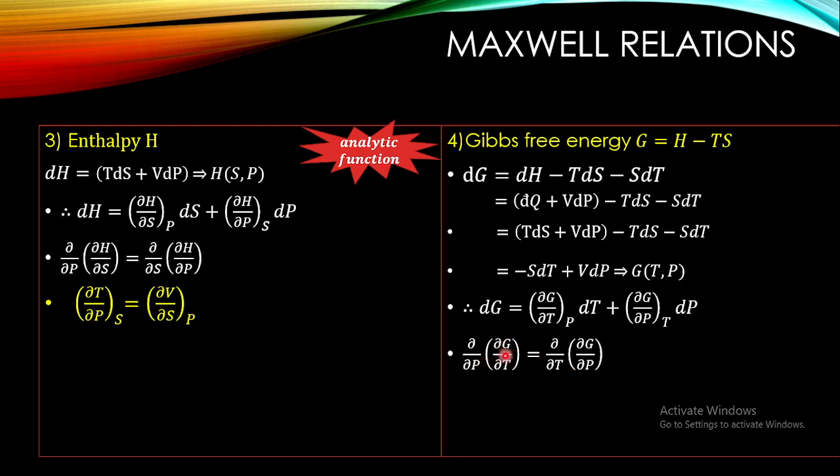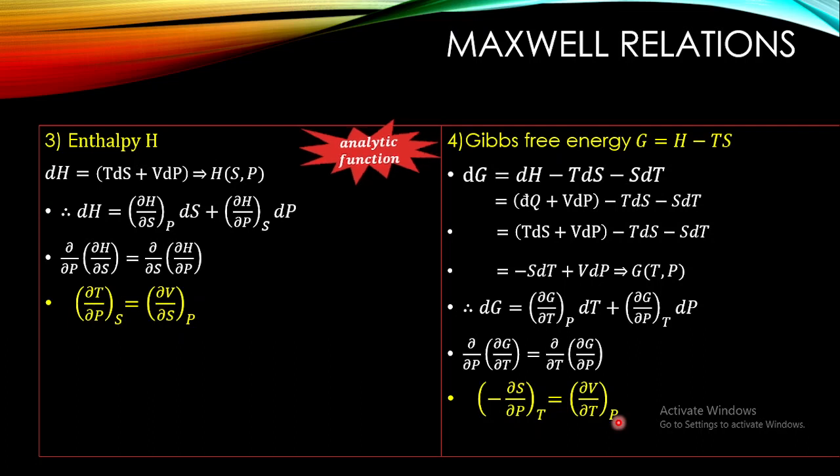Now you know ∂G/∂T from the first relation for dG. With respect to the change in temperature, it is minus S, and with respect to change in pressure, it is volume V. So ∂/∂P of minus S is equal to ∂/∂T of volume. Okay, so you have the last relation. You can determine the change in entropy with respect to pressure by analyzing the negative of the change in volume with respect to temperature at constant pressure.